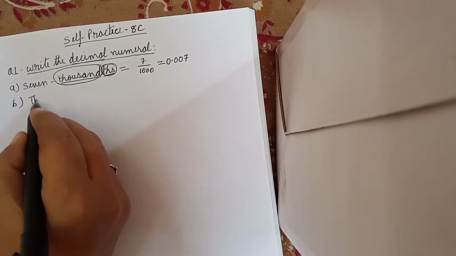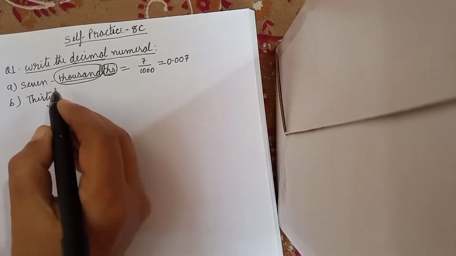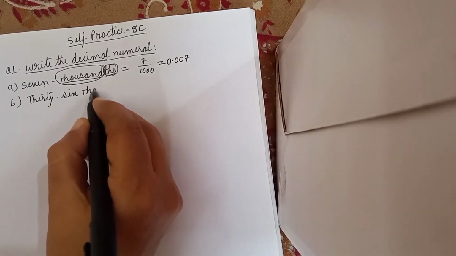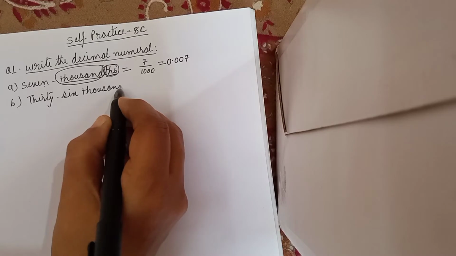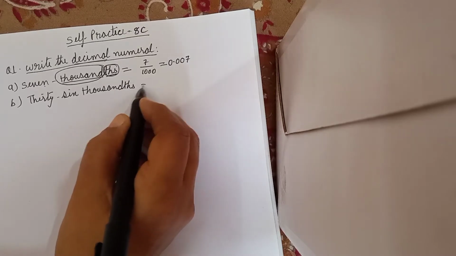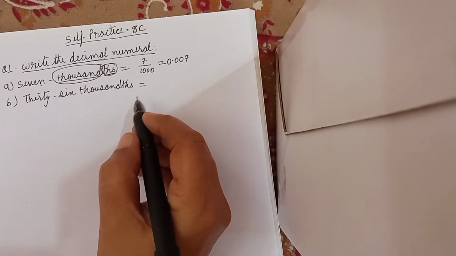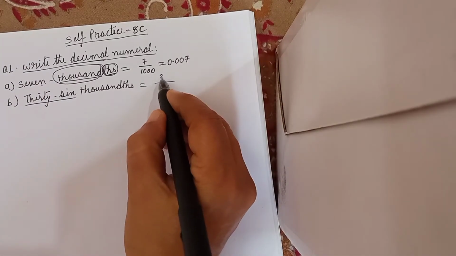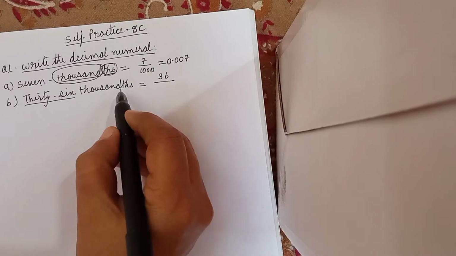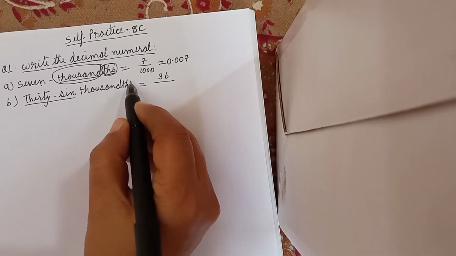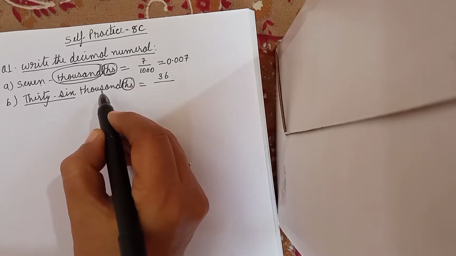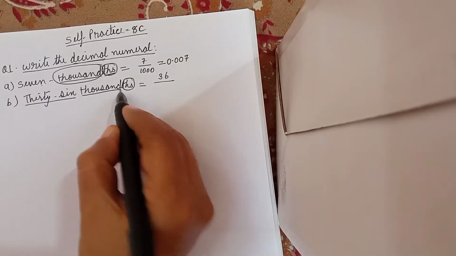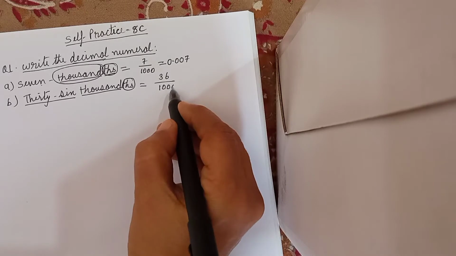Now question B is 36,000. Now first we will convert it into fraction. Here it is written 36, so 36 will be a numerator, and again here it is thousands. THS is written, so it will be a denominator. What will be the denominator? 1000.